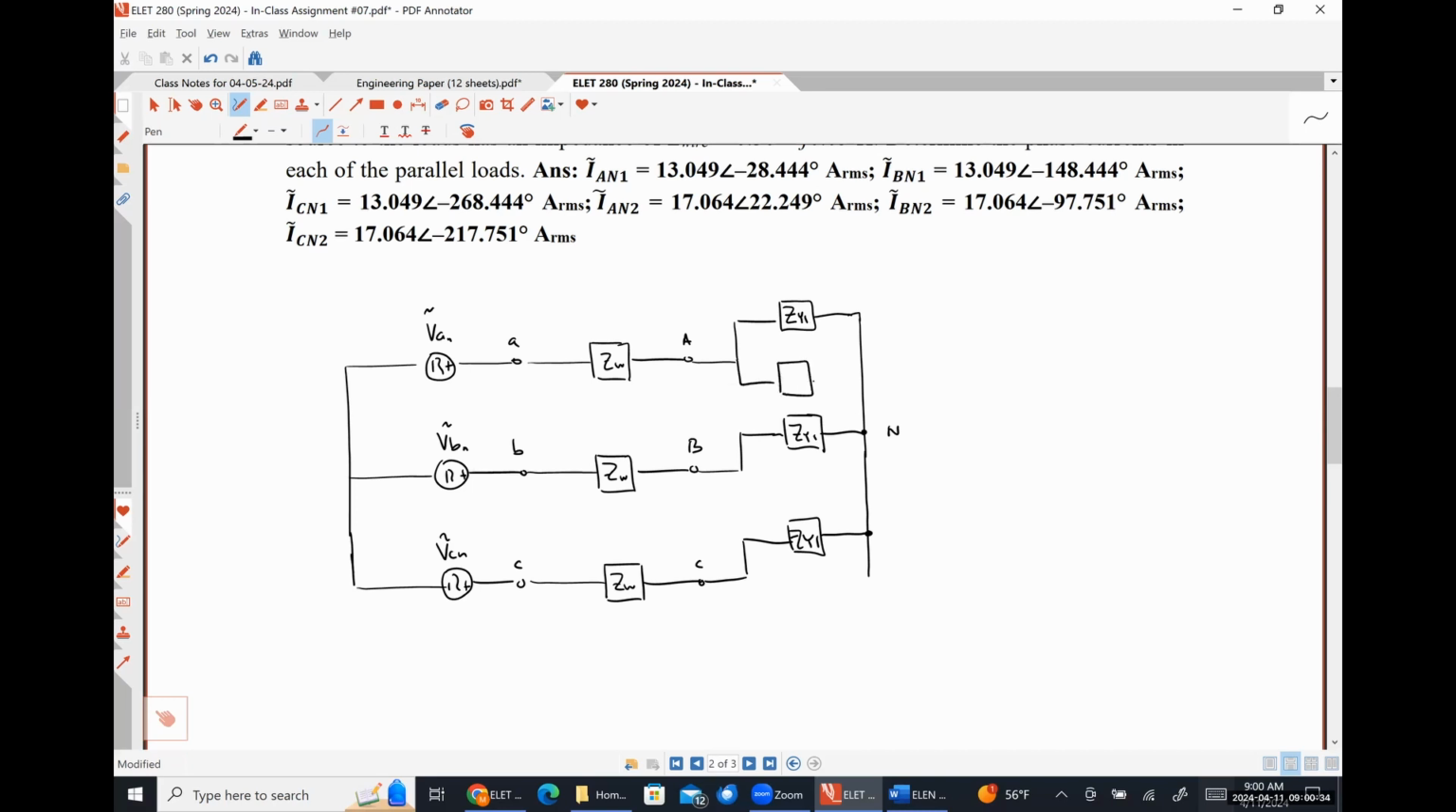So it's literally just putting the two portions on the A phase in parallel with each other, putting the two portions on the B phase in parallel with each other, and putting the two portions on the C phase in parallel with each other. Anything confusing about that? It's just connecting them in parallel.